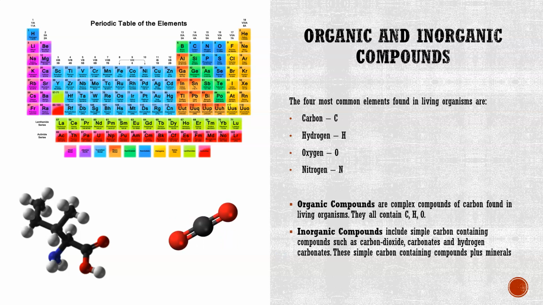So the diagrams there below the periodic table, you've got that complex structure on the left and a much more simple structure on the right, so the right being the inorganic, the left being the organic compound.